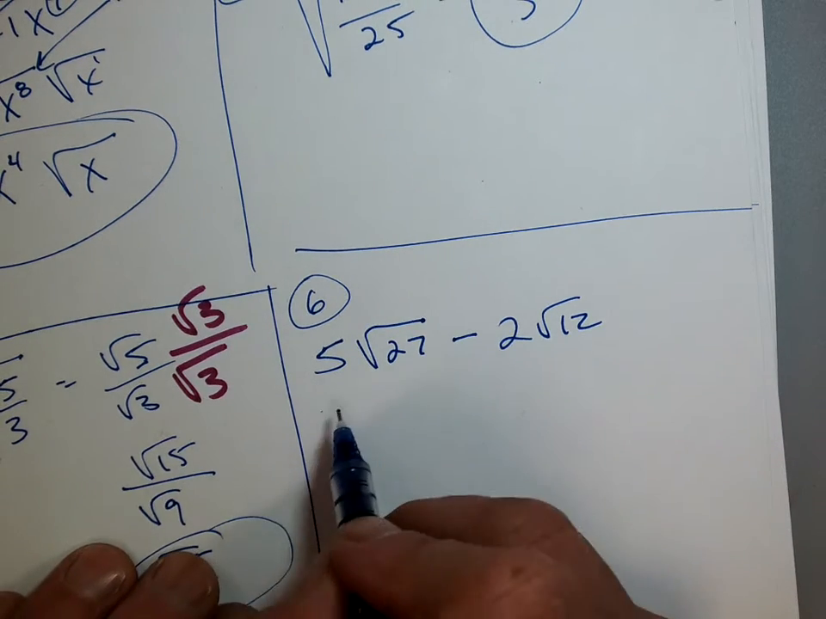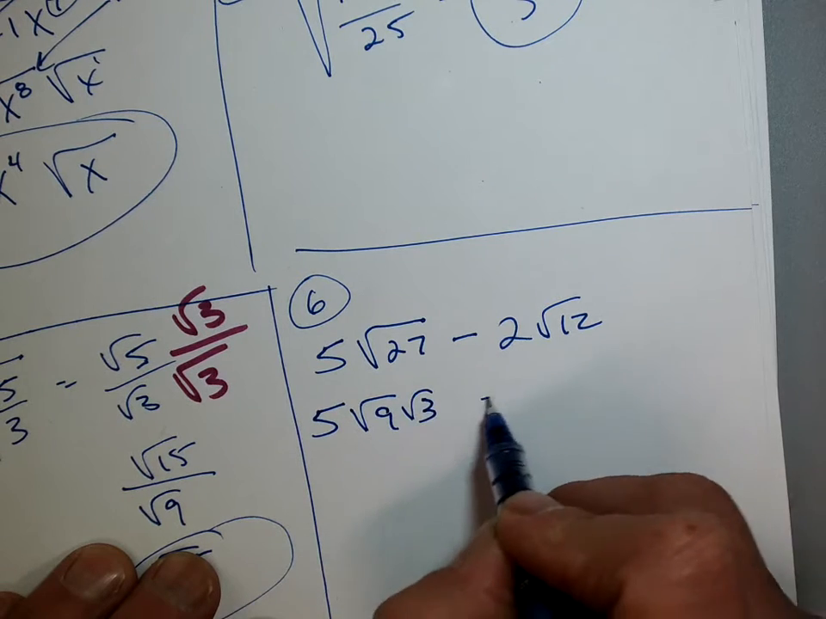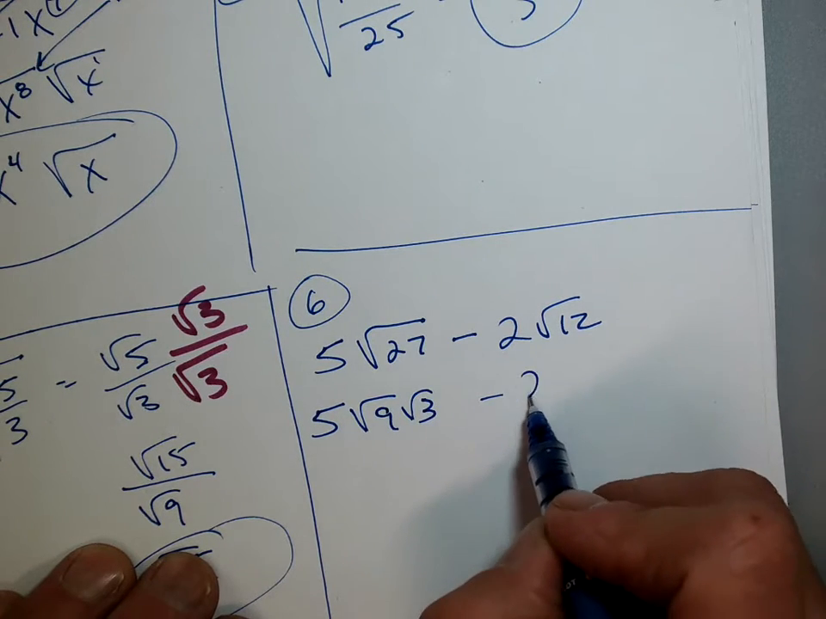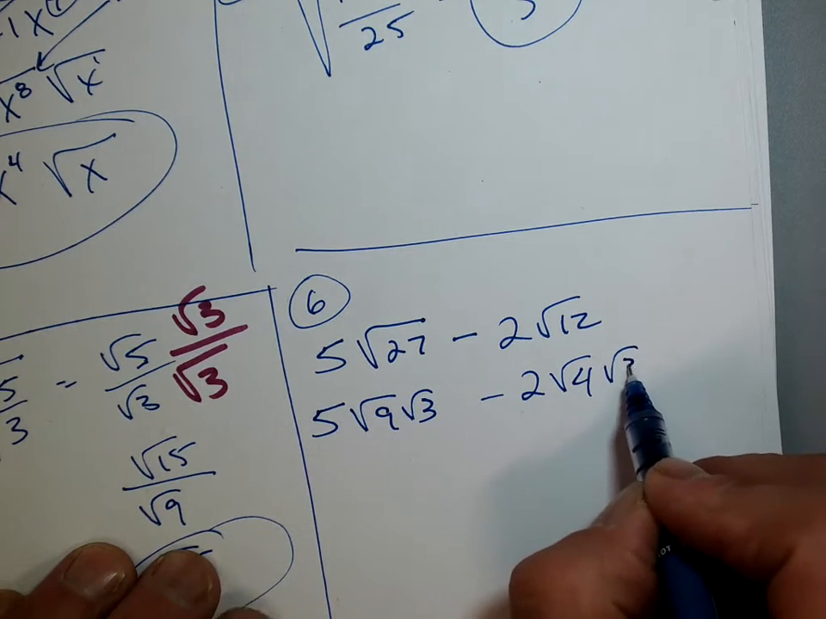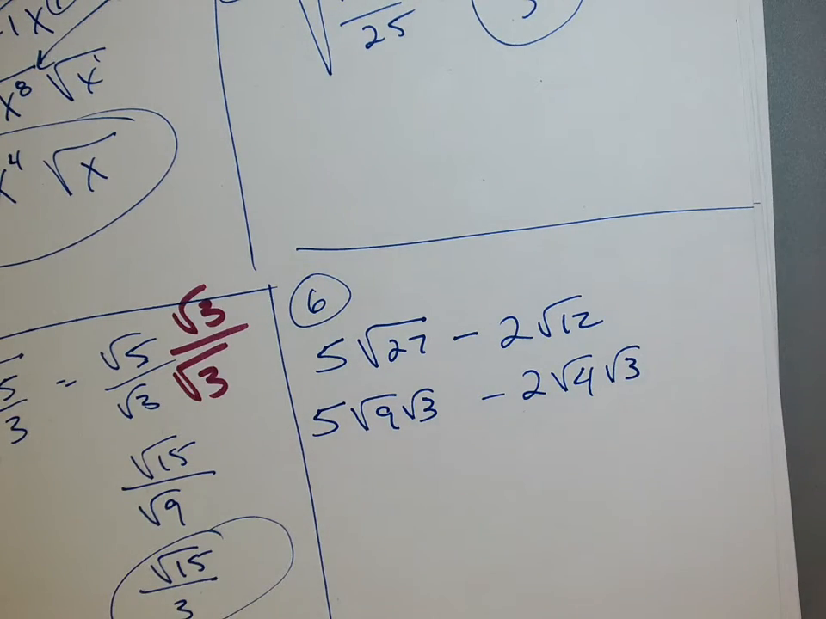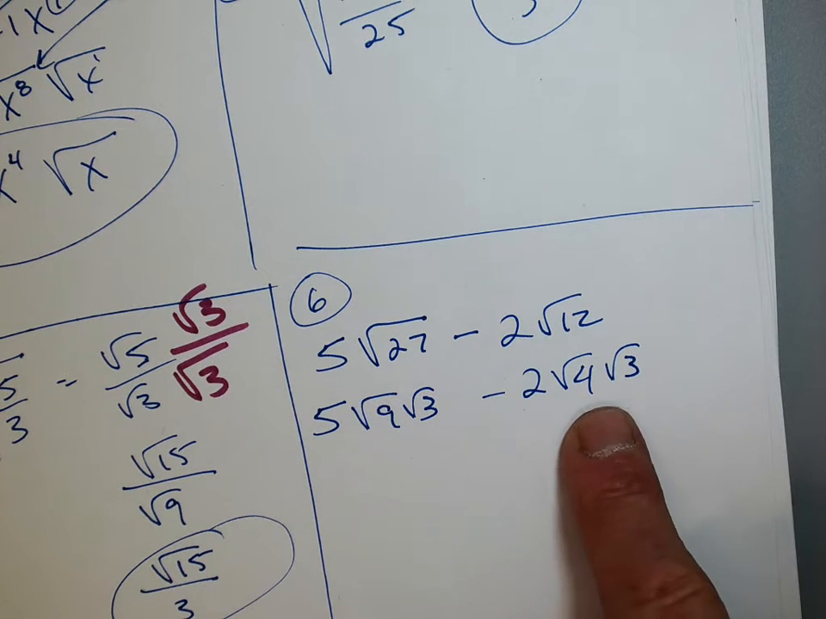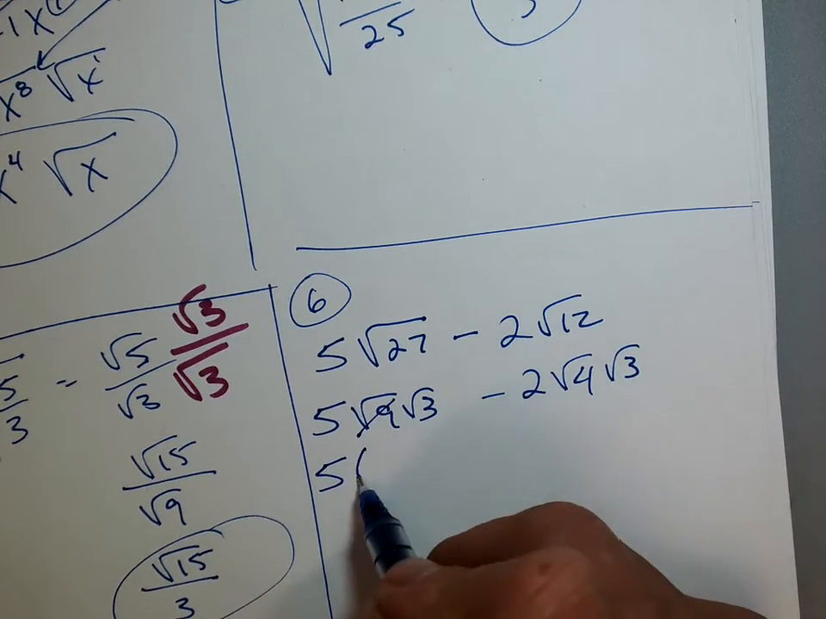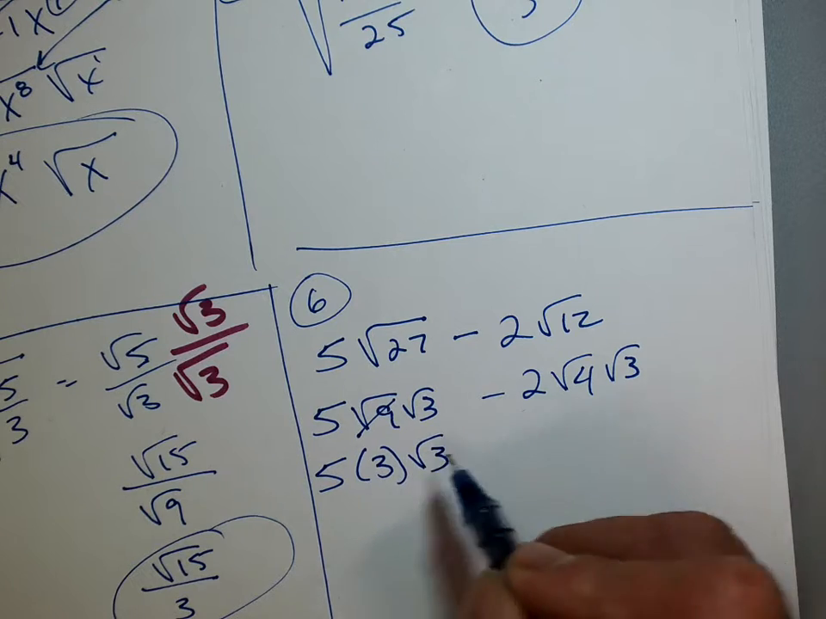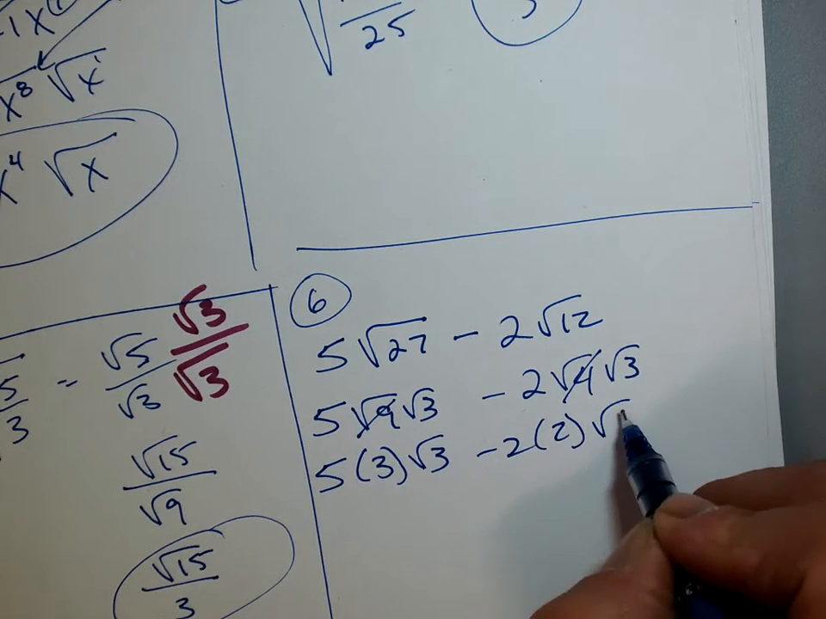All right, so I know 27 can be the square root of 9 times the square root of 3, okay? I know 12 can be the square root of 4 times the square root of 3. So I'm thinking, okay, I need numbers. 9 and 3 make 27, and 4 and 3 make 12, right? So now if I take some square roots, let's see. The square root of 9 is 3. The square root of 4 is 2.